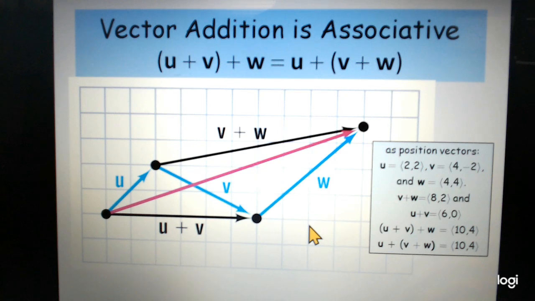Vector addition is also associative. The diagram is a little tricky. I'm going to leave it to you to just follow it along. As position vectors, that's always an easier way of looking at these things.